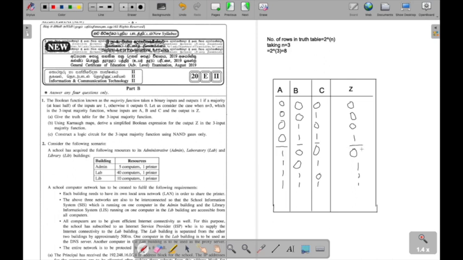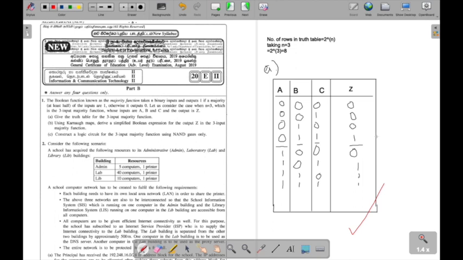So now you have plotted the truth table, and these will be the outputs. We have 1 here, 1 here, 1 and 1. And now we have already completed part A of this question. So part A is correct. So for this one you will get full marks, but you are missing something here.